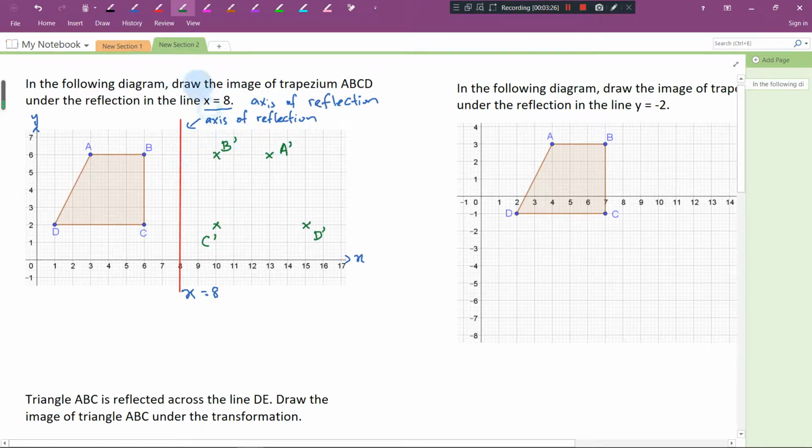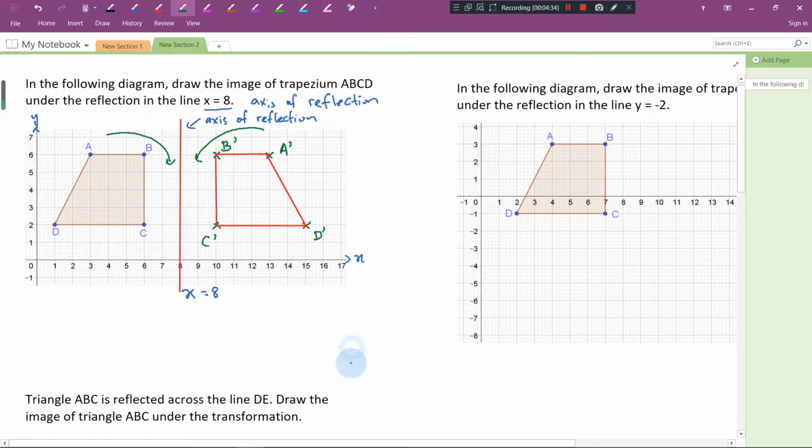The next thing is just to connect all these points together, then you will get the image. So this is the image of this object. You will notice that they are congruent. They have the same shape and same size, but the orientation is different. This is A, B, C clockwise. This is A prime, B prime, C prime, anticlockwise. So this is one of the properties of reflections.